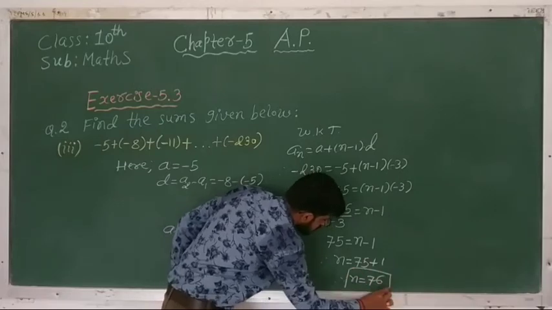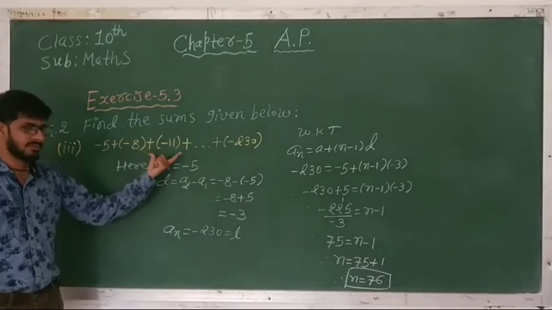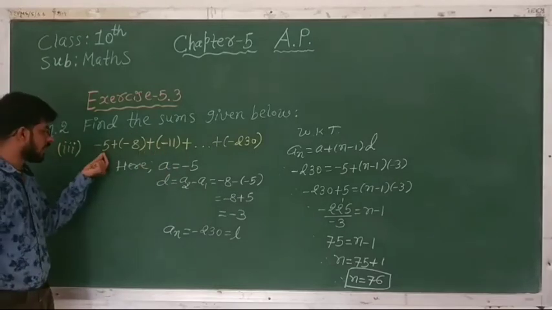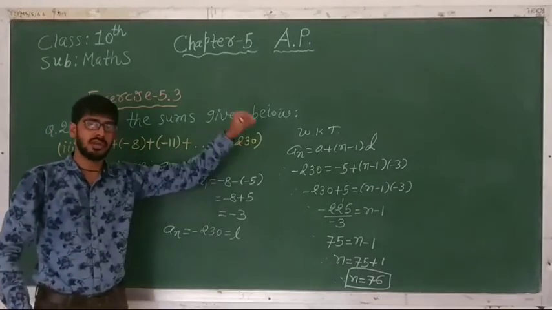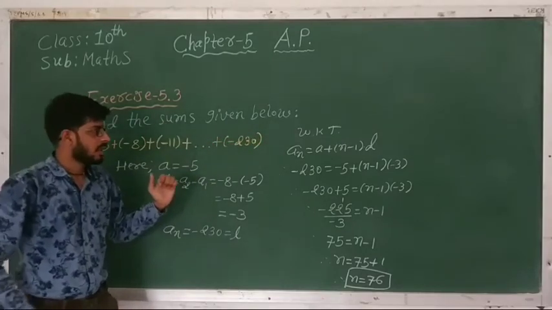So the number of terms is 76, because we start from minus 5 and the last one is minus 230. So in between there are many terms, 74 terms.